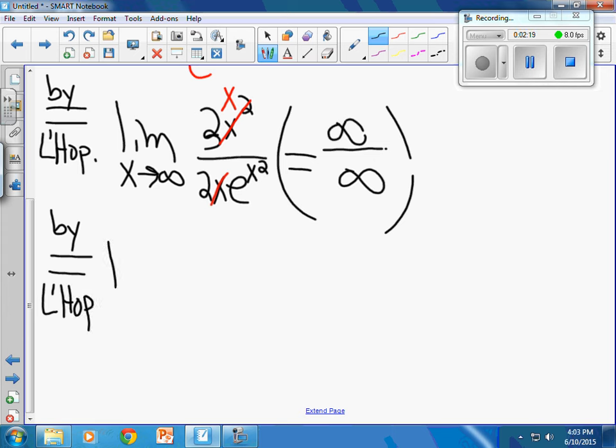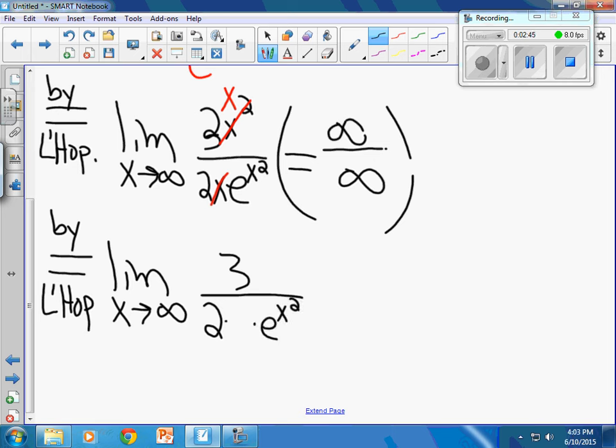So L'Hopital's rule says you take the limit of the derivative of the numerator divided by the derivative of the denominator. The derivative of 3 times x is just 3. The derivative of 2 times e to the x squared, the 2 comes out, it's a constant. The derivative of e to the x squared we did before. It's e to the x squared times 2x, the chain rule.